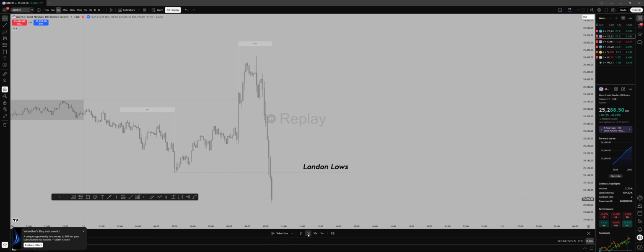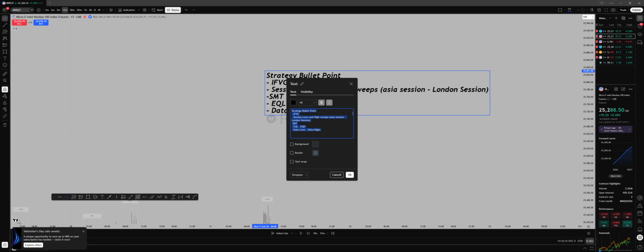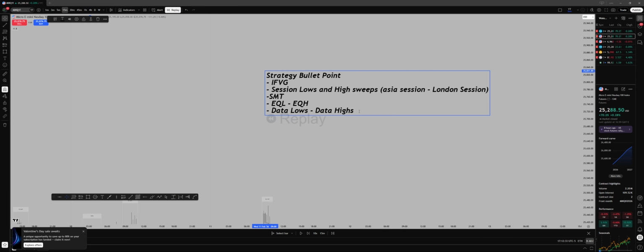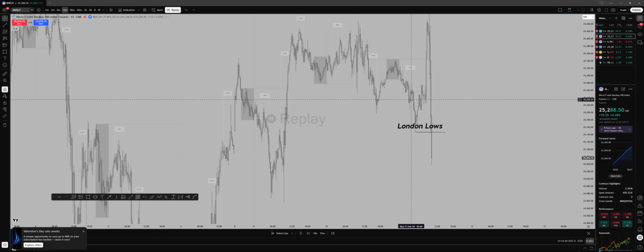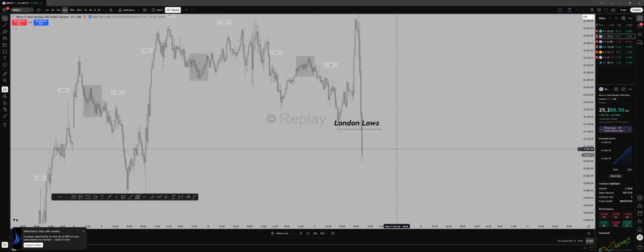Okay, swept. Boom. Now we took London lows. Now we're expecting a reversal. So we can go to any higher time frame. Oh, and I forgot to add on to it. We're going to be looking for higher time frame PD arrays, like 5-minute fair value gaps, 10-minute fair value gaps, protection box, whatnot, right?